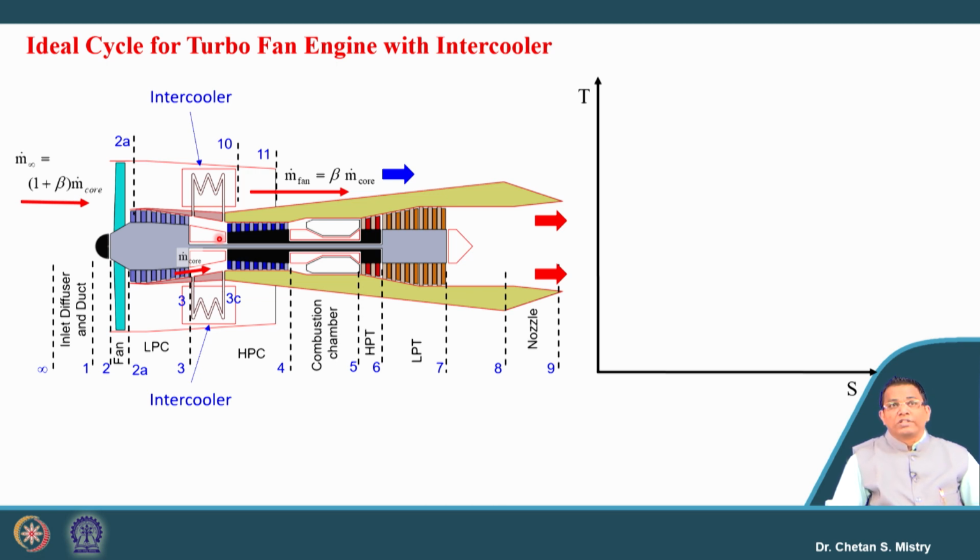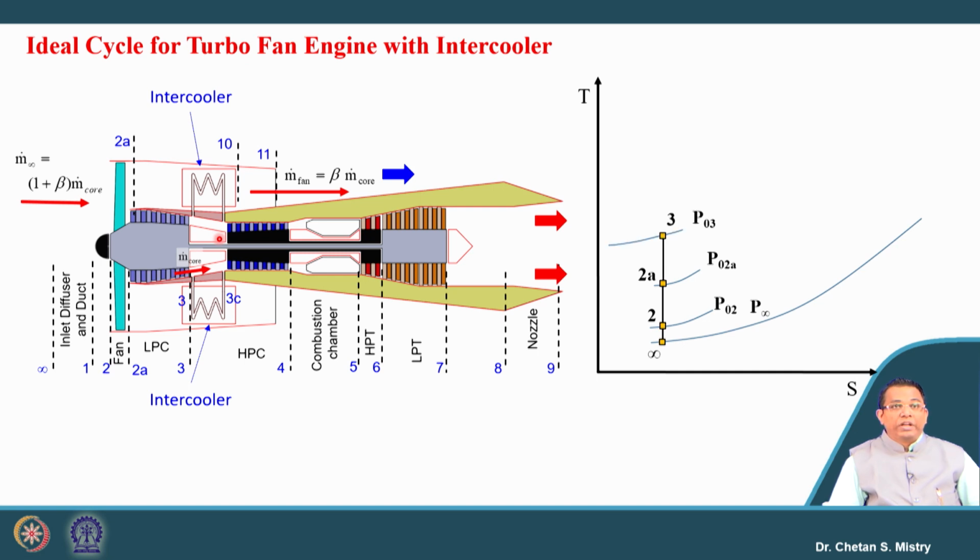Let's try to understand this in terms of our thermodynamic cycle, which is represented on the TS diagram. Suppose this is my atmospheric pressure, and this represents my intake configuration. Now from 2 to 2A, that represents the compression work which has happened in the fan.